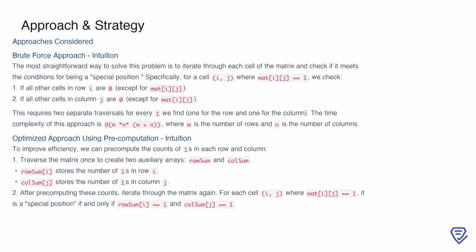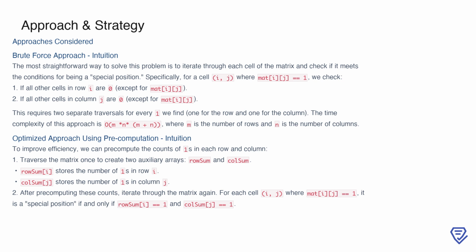To begin, let's explore two potential approaches for solving this problem. The first is the brute force approach, which is the most direct method. Here, we iterate through each cell in the matrix to check if it meets the conditions for being a special position. For a cell at position i, j, where the value is 1, we need to verify two things: first, that all other cells in row i are 0, and second, that all other cells in column j are also 0.